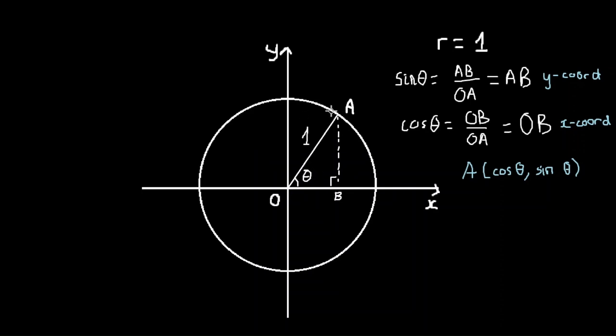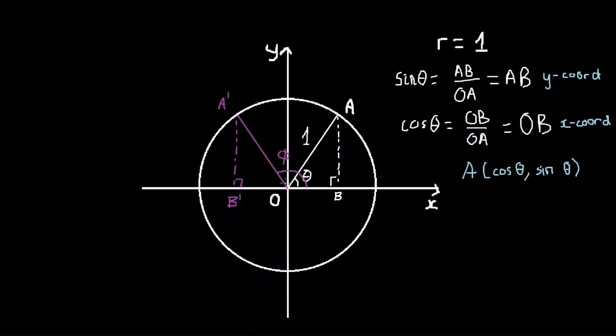Now let's reflect our line segment OA on the y-axis to create a new segment. I'm going to call this point A dash and this point B dash. And the new angle that we have created, I will call it phi. Recall that we take this angle to be the counterclockwise angle from the positive x-axis. So phi is an obtuse angle and not the acute angle here.